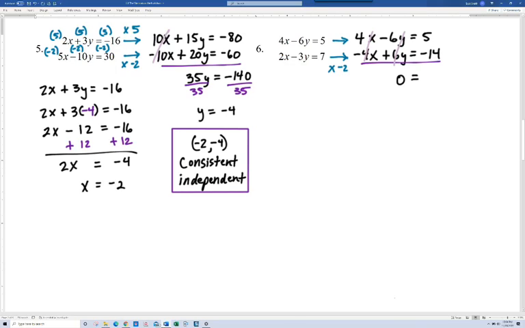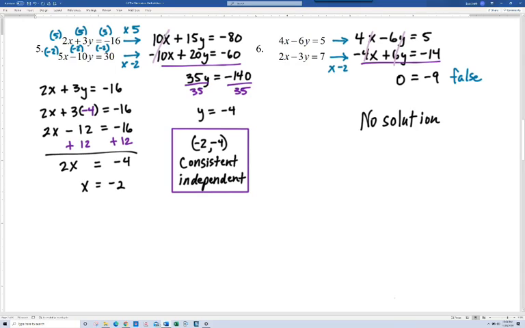We get 0 on the left, and when you add there, you get negative 9. So 0 equals negative 9. That's interesting. That's a false statement. And when we're solving equations and we get a false statement, that tells us there is no solution.